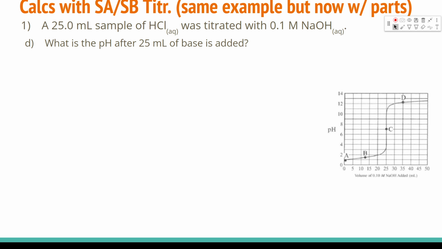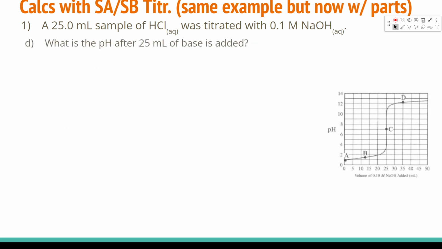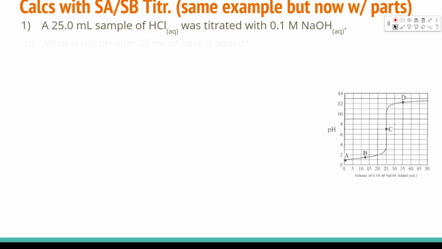All right. D. What is the pH after 25 mL? All right. So the math is going to be exactly the same as this one, except a different volume. That's all. And a different amount of base was added. So we're assuming it was from 0 and you added 25. So we're not taking this situation and adding an additional 25. We're assuming from initial to 25, okay? So be mindful of that.